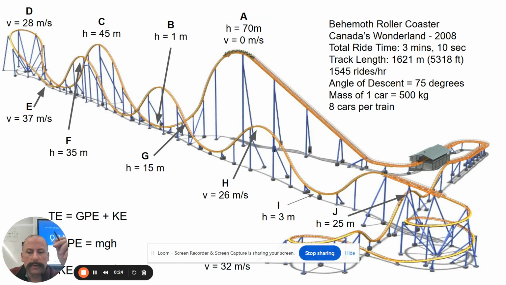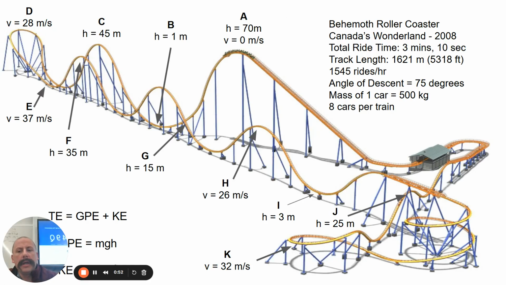This is a roller coaster up in Canada in their theme park called Canada's Wonderland. It was built in 2008. It goes over a mile long. You ride this ride for a total of 3 minutes and 10 seconds. They can have 1,545 rides per hour. And each car has a mass of 500 kilograms, and there's 8 per car.